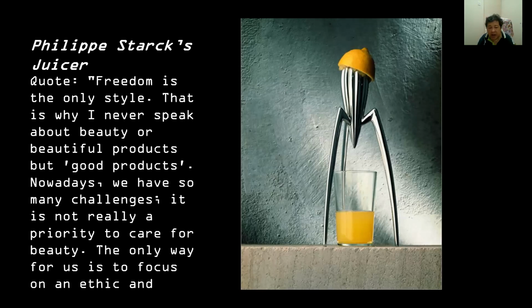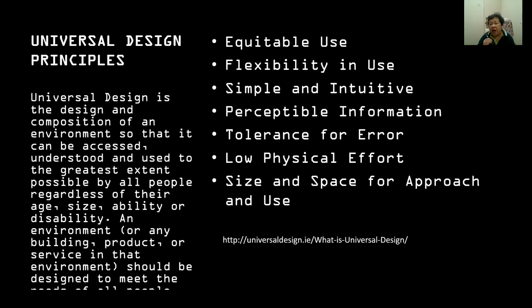Nowadays, we have so many challenges. It is not really a priority to care for beauty. The only way for us is to focus on ethics. And what we're talking about today is universal design principles. In 1994, we have Ron Mace, who started this at North Carolina State University, and this is adopted directly from the 7 principles of universal design.